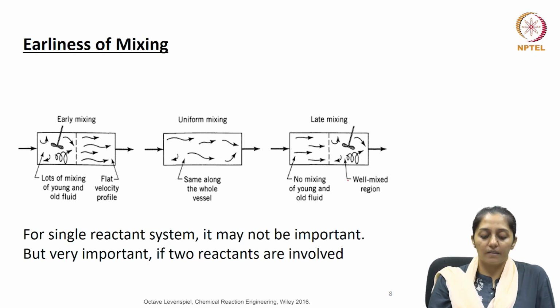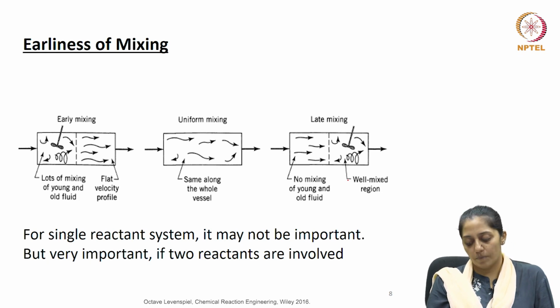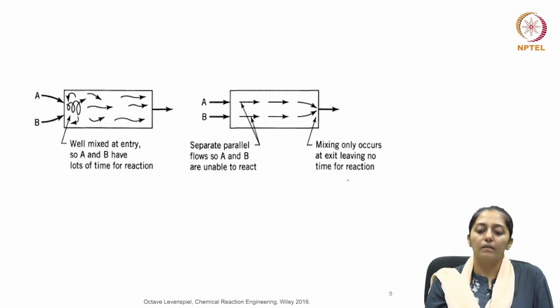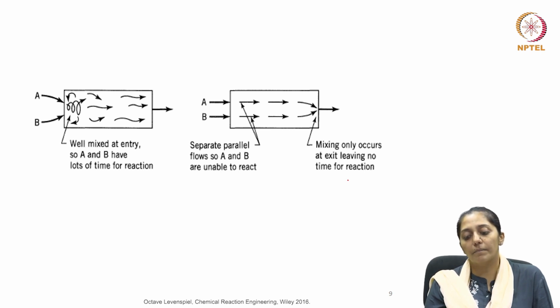Now, for a single reactant system, this may not be of that importance, but it becomes very important when there are two separate reactant streams and they are supposed to react to give the product, as shown in the picture on the slide. So, A and B have to be well mixed at the entry so that they have enough time for reaction. If A and B have late mixing, then there are separate parallel flows of A and B. They are unable to react and only at the end the mixing is happening, giving no time for reaction.